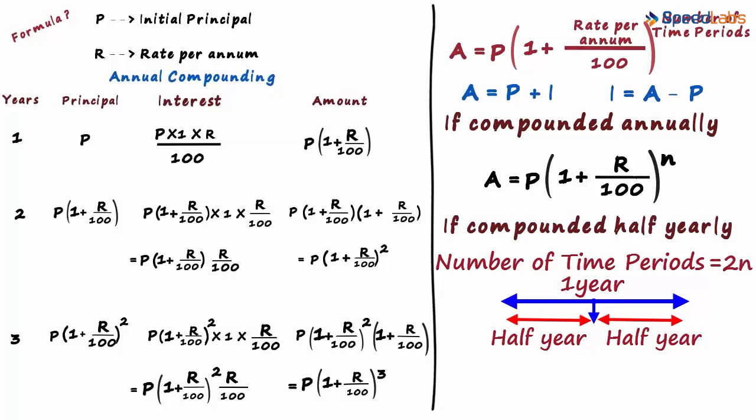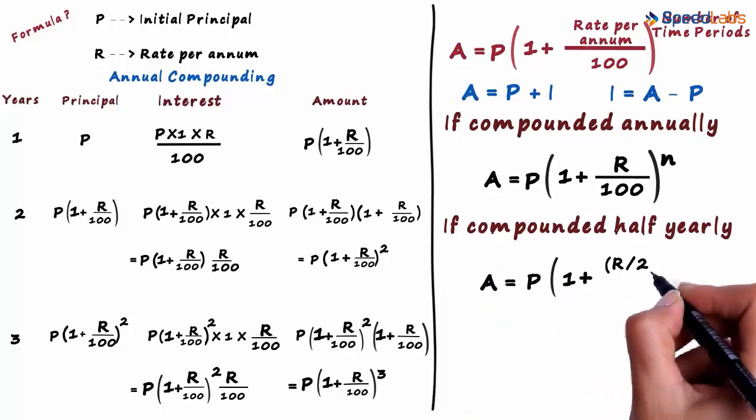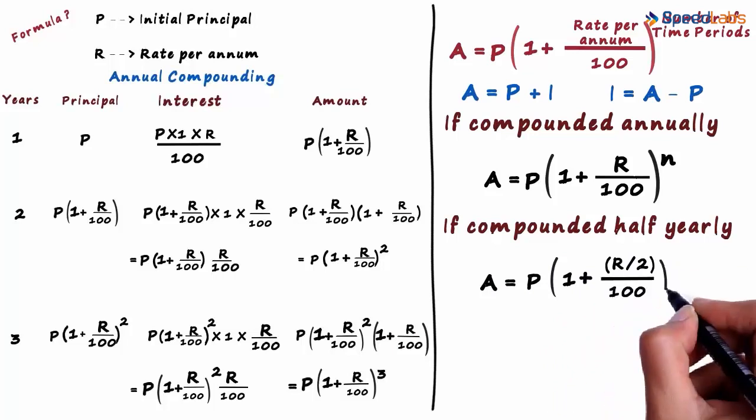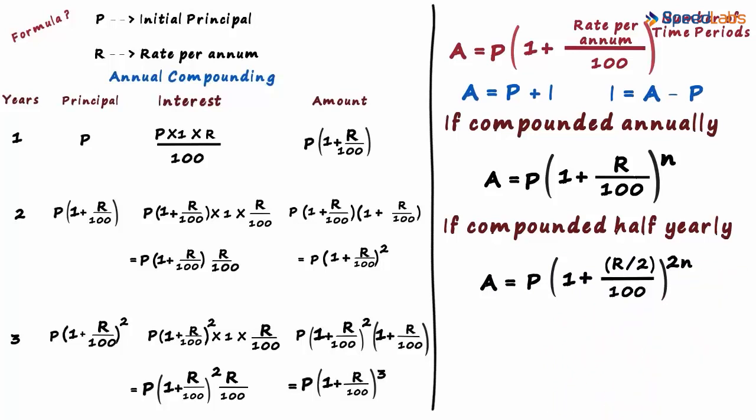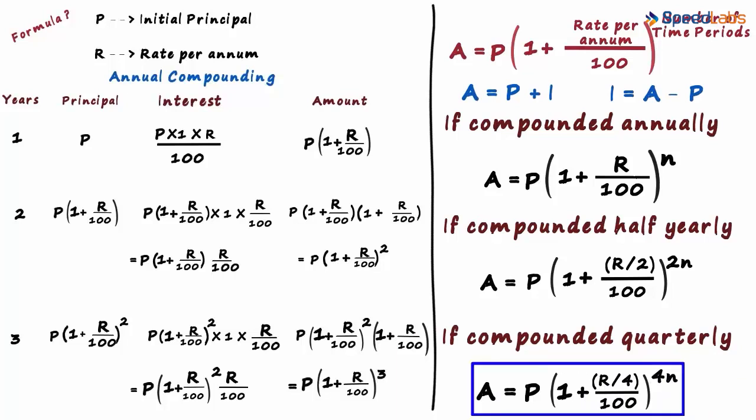And the rate of interest for each period will be half that of the rate for a year. So the amount will be P multiplied by 1 plus R by 2 divided by 100, the whole raised to 2n. How did we get this? The rate is divided by 2 since we are calculating interest for 1/2 year at a time, and the time periods are doubled as each year has 2 half years. Similarly, if interest is compounded quarterly, the total amount will be P multiplied by 1 plus R by 4 divided by 100 raised to 4n. We get this formula as there are 4 quarters in a year.